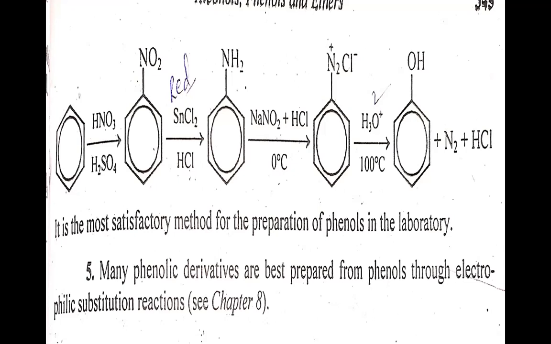Now the last one is if we have to prepare phenolic derivatives. Phenolic derivative means phenol along with some other groups at the benzene ring, that will be known as a phenolic derivative, and they are best prepared from phenols through electrophilic substitution reaction.